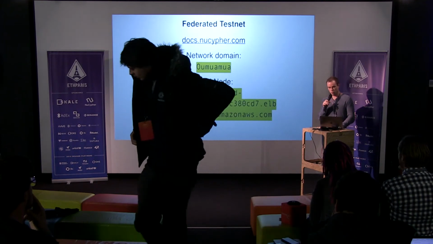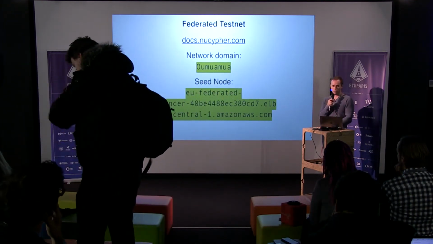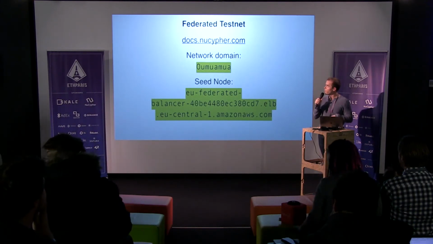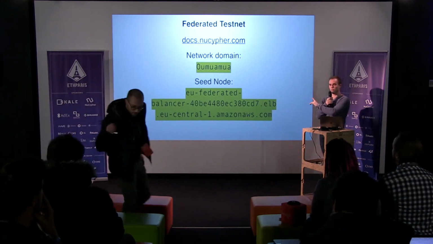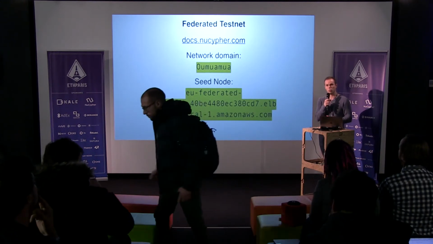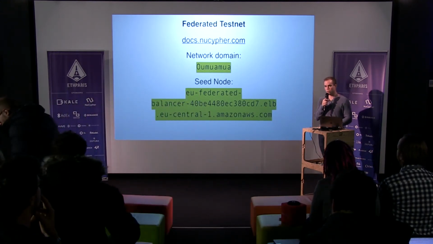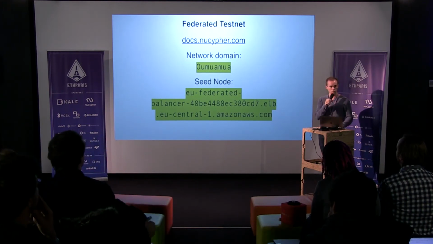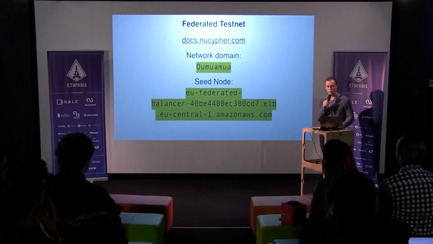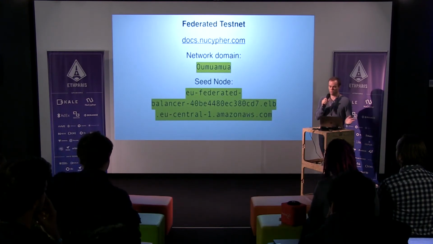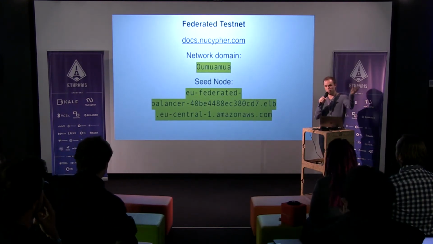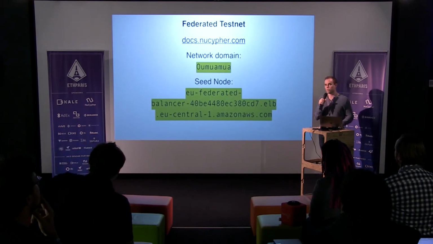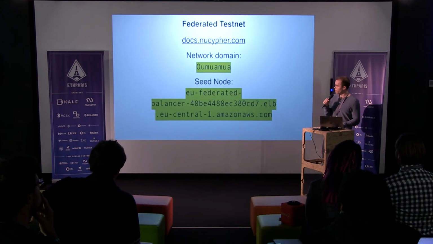Okay, so we have a couple of different testnets that are available for you to use. This is the federated staking testnet. If you want to run one of the Ursula nodes, this is the one we recommend. All the instructions for doing that are on docs.nucypher.com. The name of that network is, I think you pronounce it Oumuamua. It's that weird celestial thing that flew past the Earth a couple weeks ago. This is the initial seed node that you would learn from.